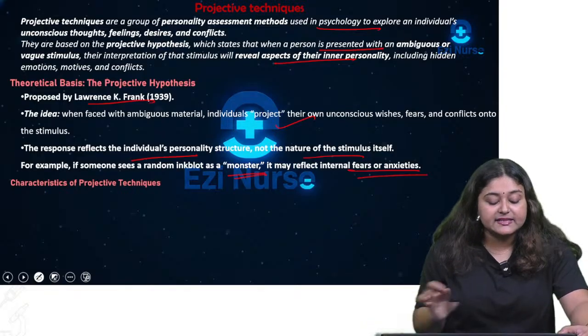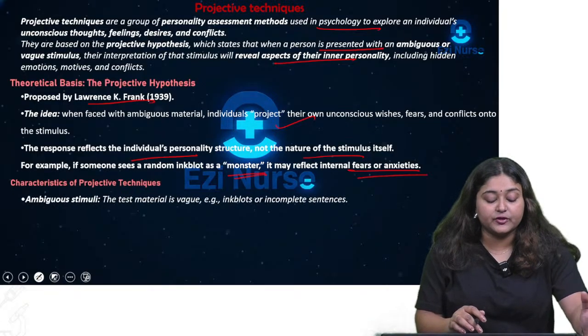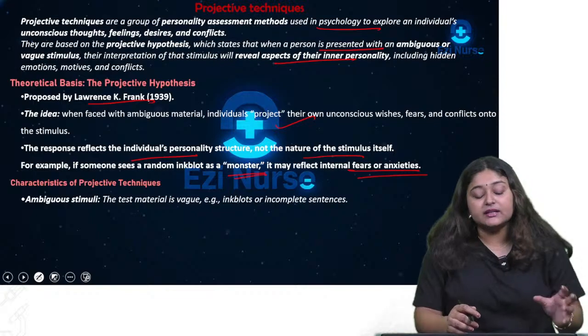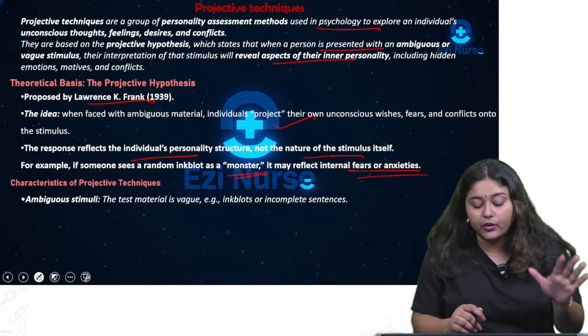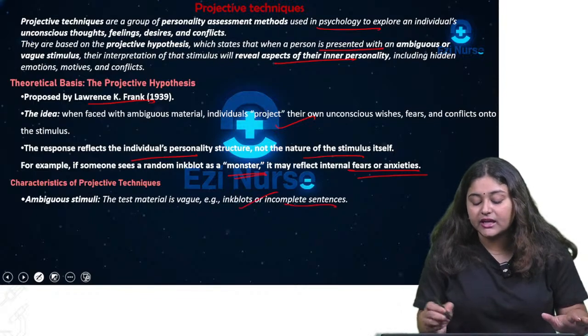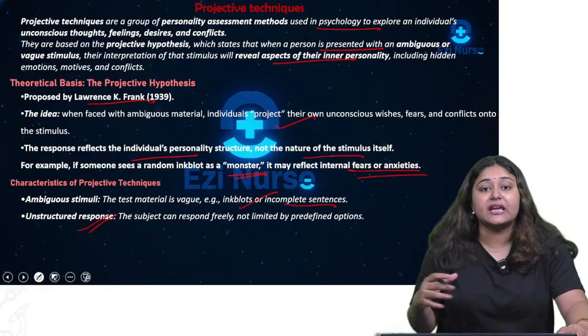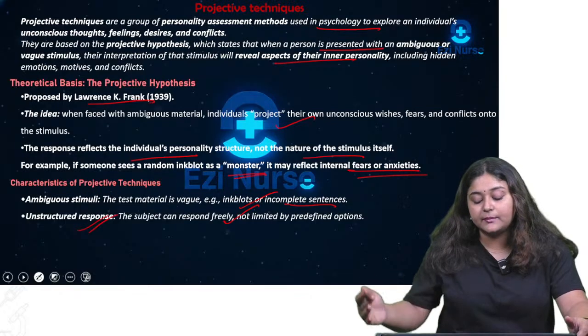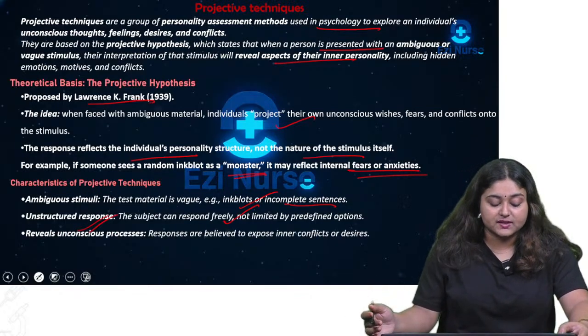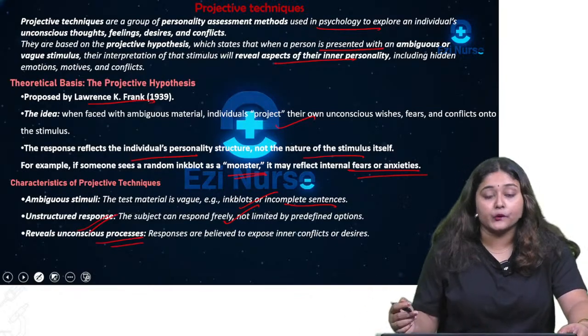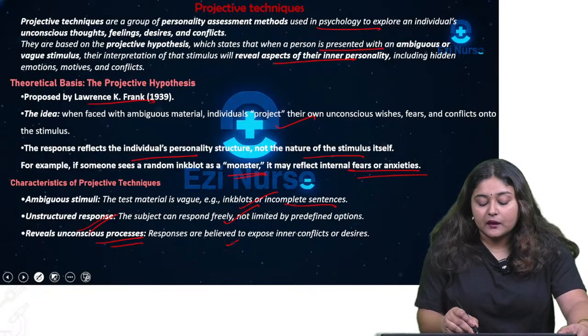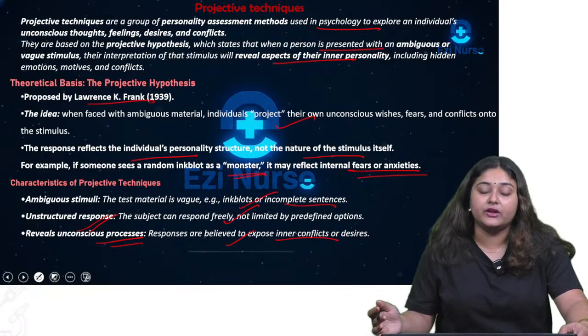Okay, so what are the characteristics of the projective technique? First is the ambiguous stimuli. So the test material is very much vague, for example, ink blots or incomplete sentences. Next is the unstructured response. So the subject can respond very freely, not limited by predefined options. Next is the reveal of unconscious processes. Okay, so the response is believed to expose the inner conflict or desire.